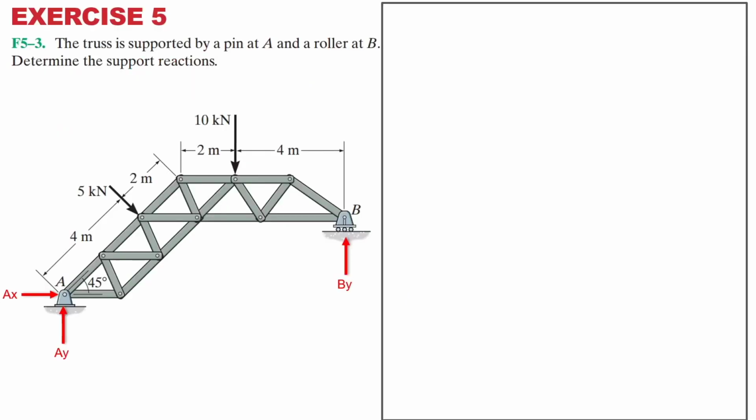So look at this structure. It looks kind of complicated, but it shouldn't be. You've got a pin, and then you've got location B, a roller. The roller can move left and right. It cannot move downward. So the reaction force is at the bottom.